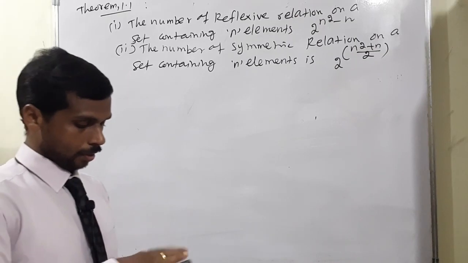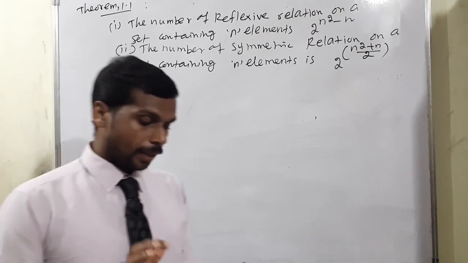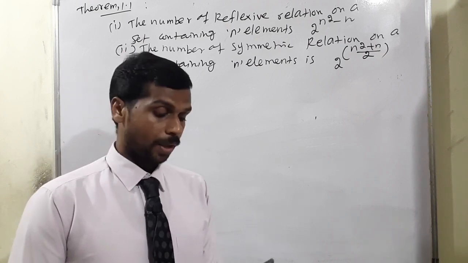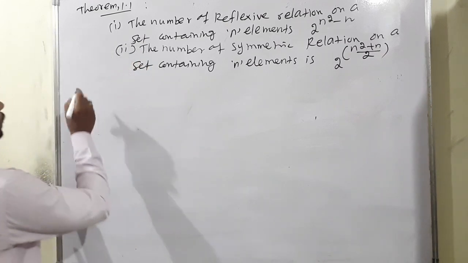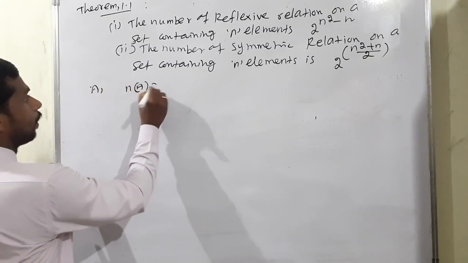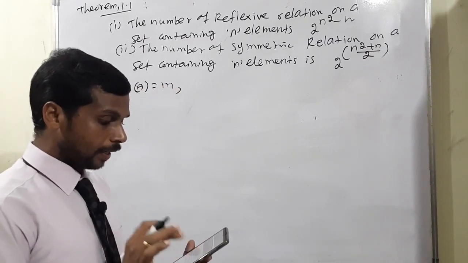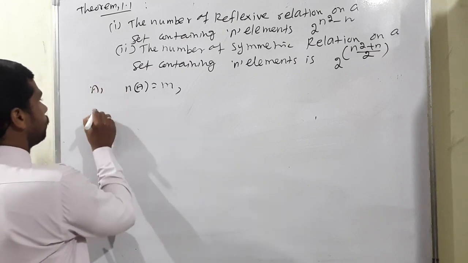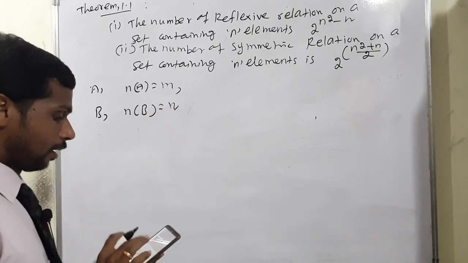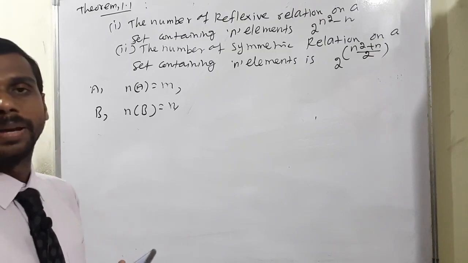Check it in your book, they have given clear points, some important points. Theorem 1.1 is saying the number of relations on a set containing m elements. I have considered for set A, the number of elements in A is m. At the same time, given set B containing n elements, so the number of elements in B is n. Now what it's saying, the number of relations is given by 2 to the power mn.